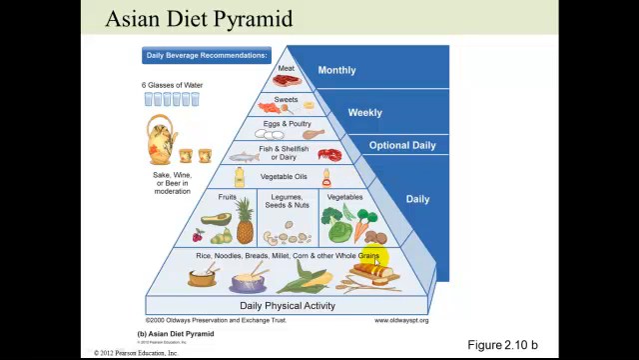Daily, if you take a look at the daily diet in the Asian diet pyramid, there's rice, noodles, breads, millet, corn, and other whole grains, legumes, right? But no real requirement for weekly meat or weekly poultry. That's something that's a very American diet, the idea that we have to have meat every day.